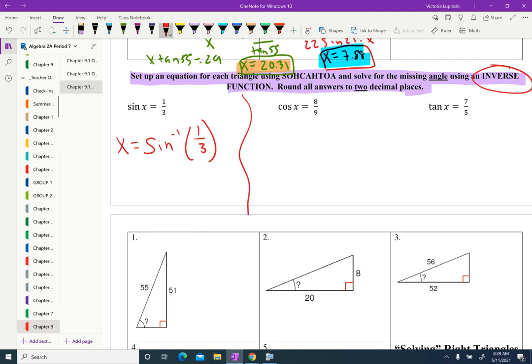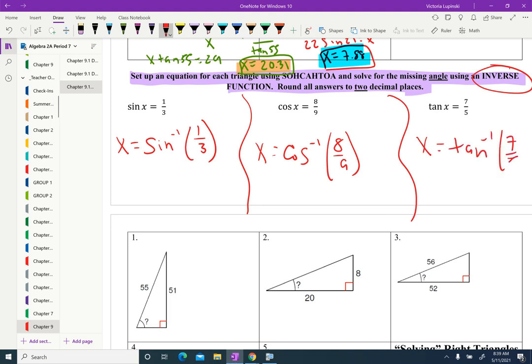Here in the middle, if you want to get rid of the cosine, you're going to take the inverse cosine of both sides. Here on the right, if you want to get rid of a tangent, you're going to do the inverse tangent of both sides. So now that you've written it as an inverse, now you just have to plug it into the calculator. And again, I'm going to show you how to do it in both devices.